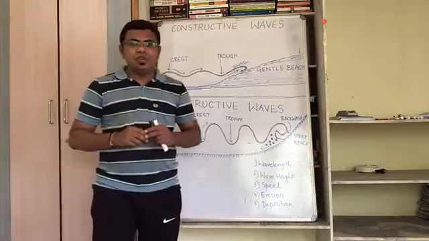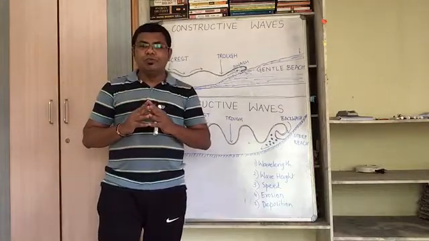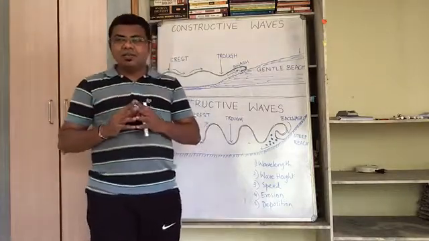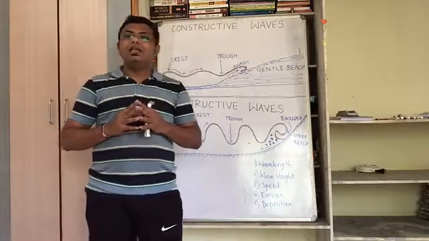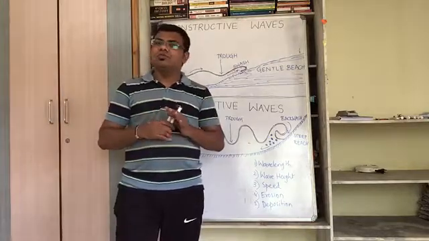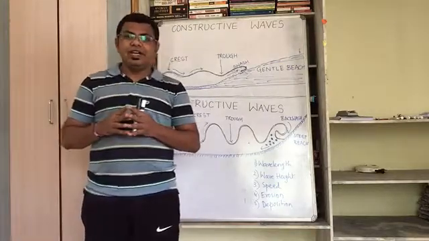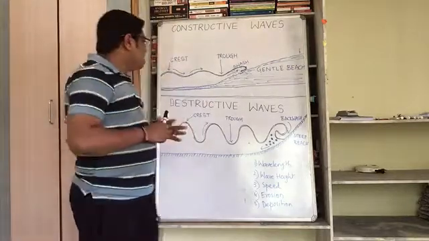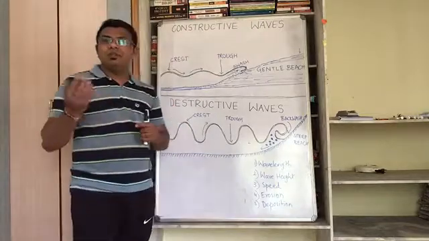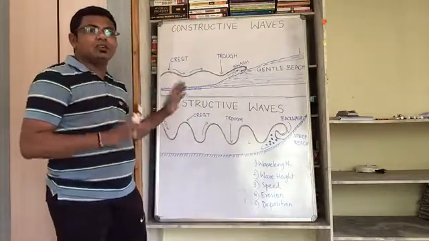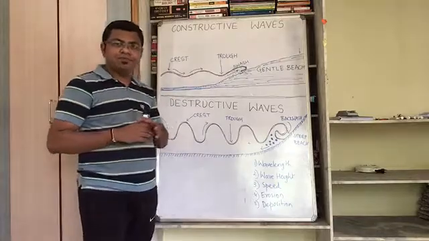Now the constructive waves are very slow. The movement of water is very calm. The sea is calm and the waves are approaching towards the coast gently. That is why they are responsible to create sea beaches. Whereas the destructive waves are very much different. But first let us talk about only the constructive waves.